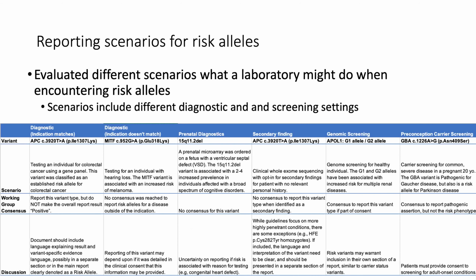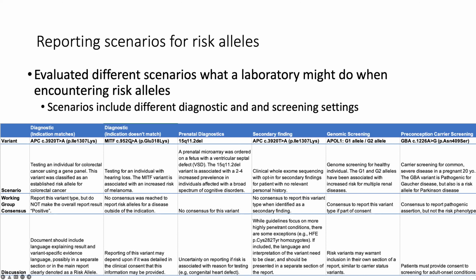We also went through and tried to evaluate different scenarios for when a lab might actually encounter risk alleles, and think through in specific scenarios what people may or may not do. So we talked about this one a little bit already: identifying a risk allele variant, in this case associated with colorectal cancer, in someone who has colorectal cancer. Obviously you should report this, but again, not necessarily making the overall result positive.